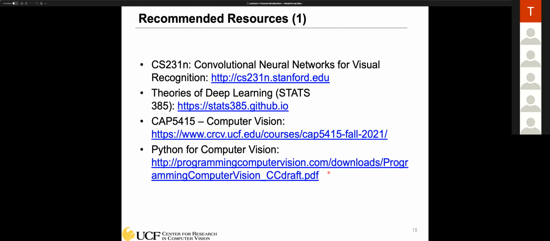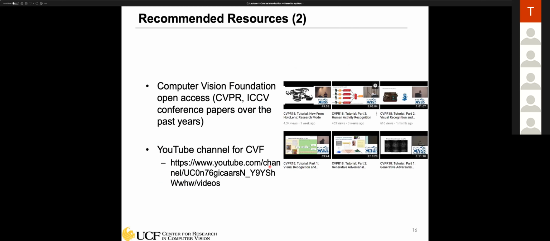Basically, this is a guideline or tutorials for using Python programming for computer vision. If you are not familiar with Python, maybe this is a good textbook for you to check out. Okay.